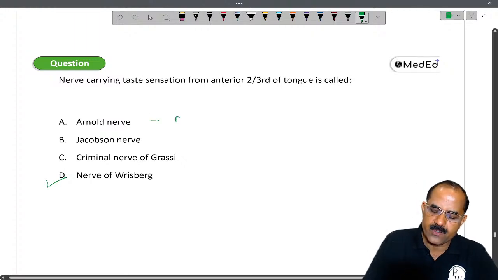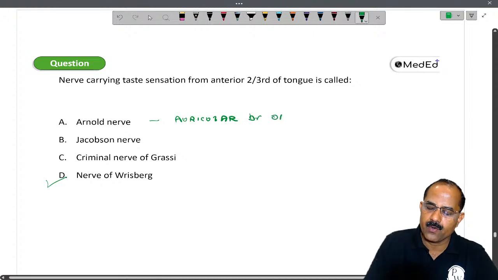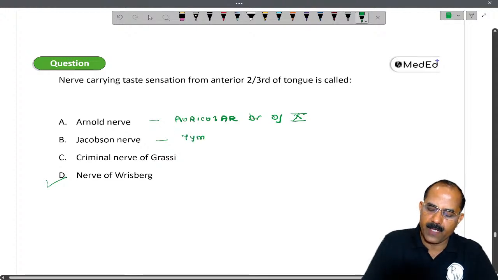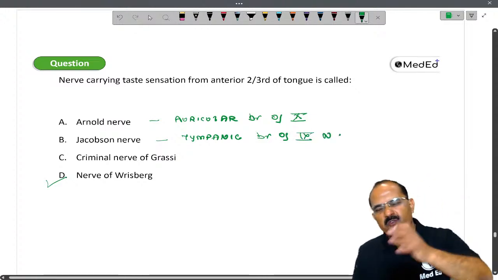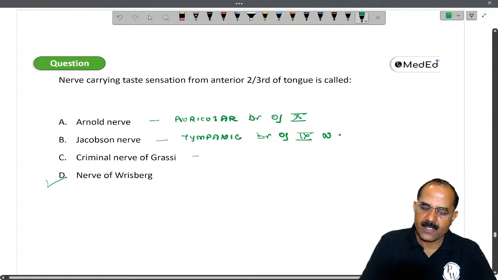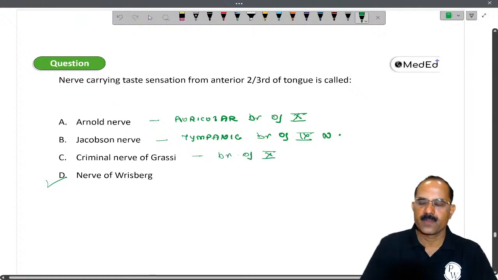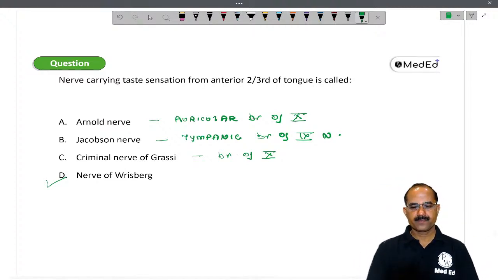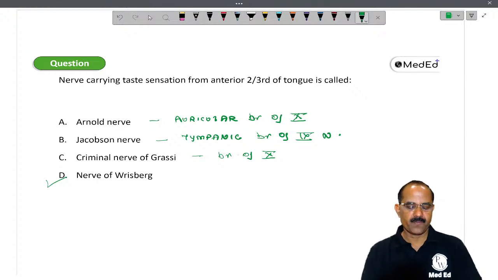What is Arnold's nerve? It's the auricular branch of vagus. Jacobson's nerve is the tympanic branch of the glossopharyngeal nerve. And the nerve of Grassi is a branch of vagus. Clear to all of you?